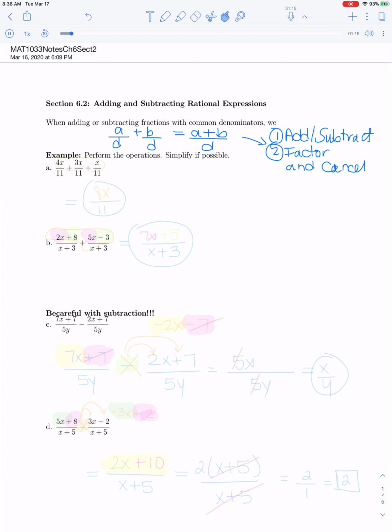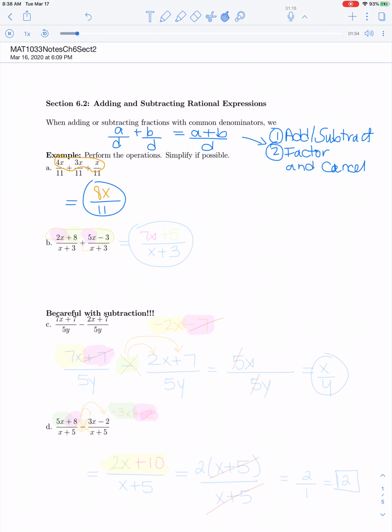So, for example, on A, we have 4x over 11 plus 3x over 11 plus x over 11. We have a common denominator of 11, so the 11 on the denominator will stay the same. Then we can just add all the numerators normally. So 4x plus 3x is 7x, plus one more x is 8x. Now notice that there is nothing in common between the 8 and 11 on the denominator, and this cannot be reduced, so that is our final answer.